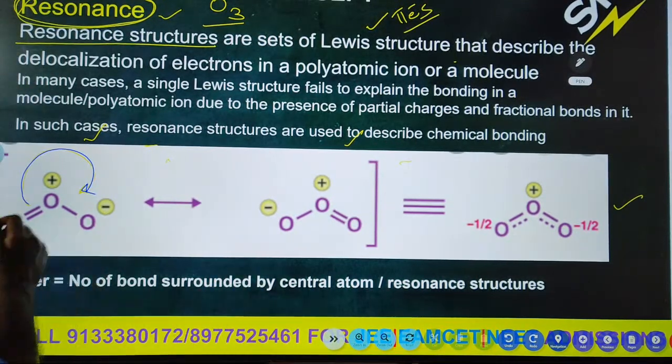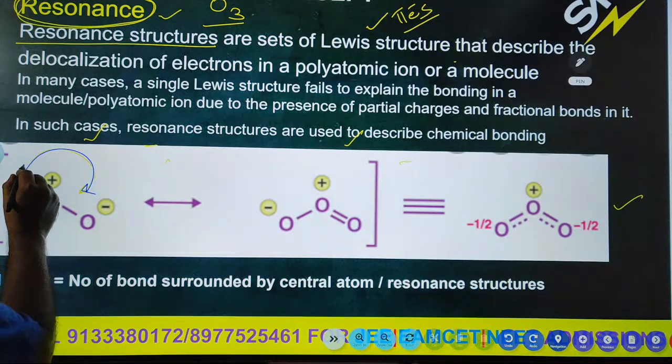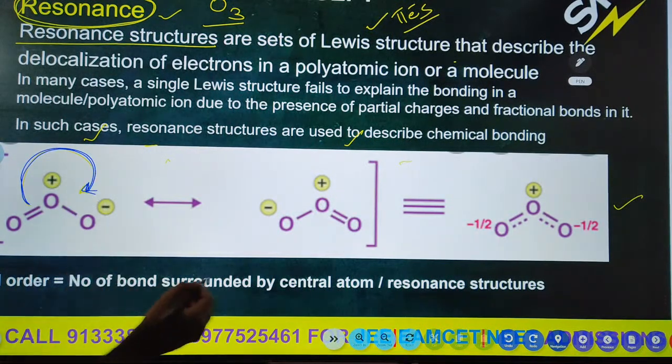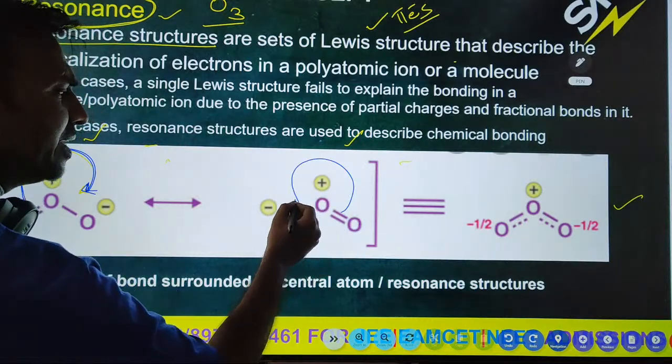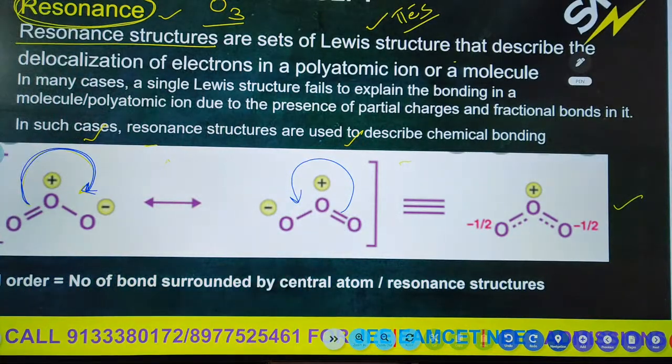Now see, what is the difference? Only the pi electrons transferred to this side. The result is a change in the pi bond, and due to that we get these structures. These structures are called canonical structures or resonance structures.